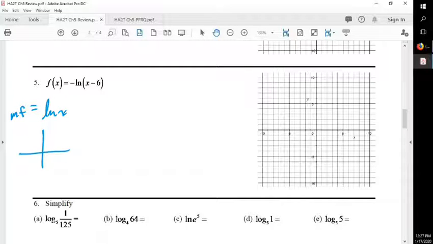All right, a mother function for a log has an asymptote at x equals 0. And then you have that special point right there that we all know and love. What is that special point that all natural logarithms have? (1, 0.) Yeah, (1, 0.)